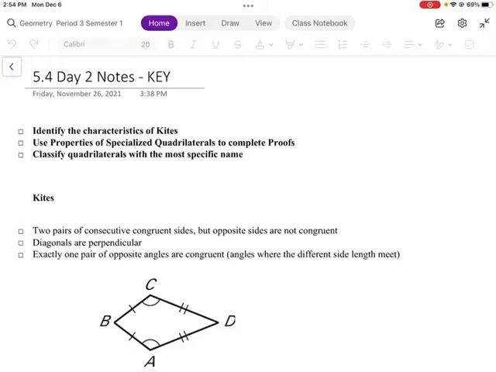Section 5.4 Day 2 is on kites. Yesterday we focused on trapezoids, and this one we're going to focus on kites. So we're going to identify the characteristics, and then we're going to use the properties of specialized quadrilaterals to complete proofs, and we're going to classify quadrilaterals with the most specific name possible.